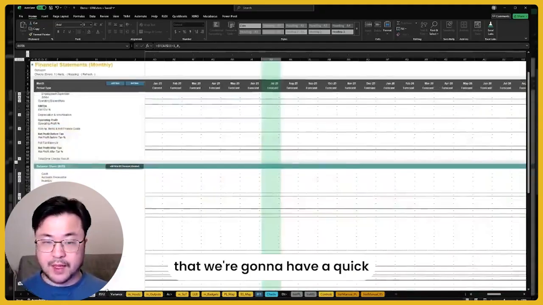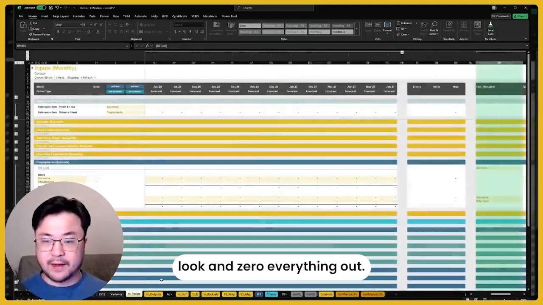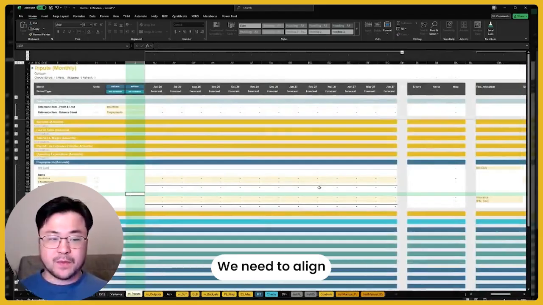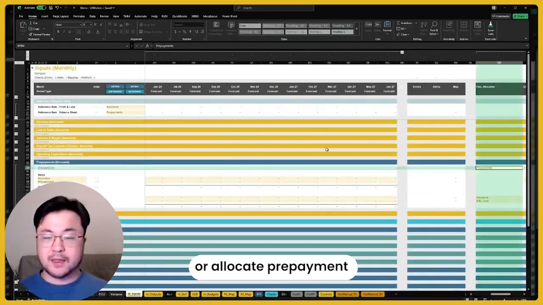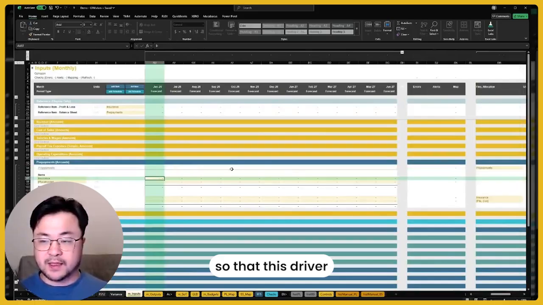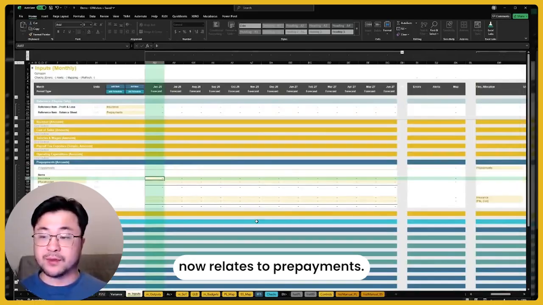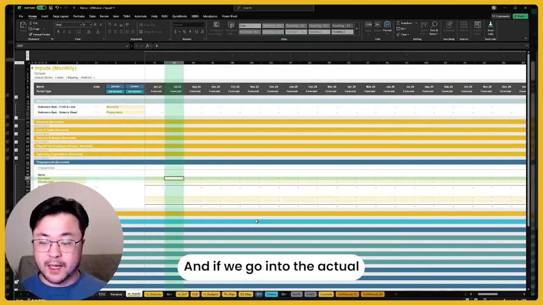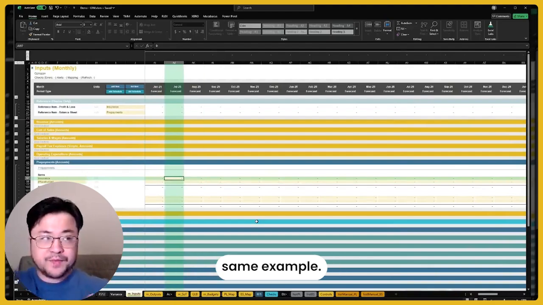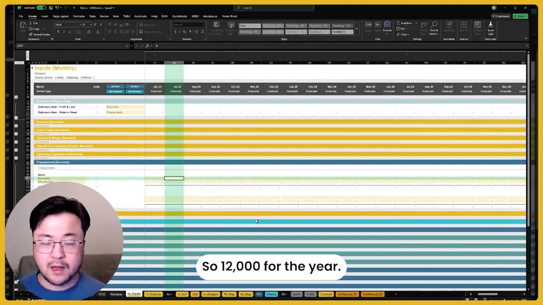So just before we do that, we're going to have a quick look. We've zeroed everything out. We need to align or allocate this prepayment so that this driver now relates to prepayments. And if we go into the actual same example, so 12,000 for the year.